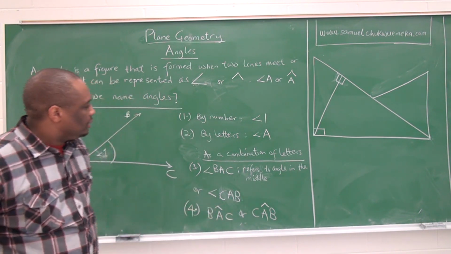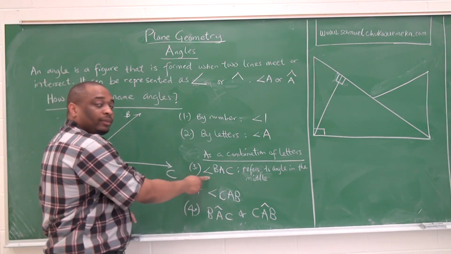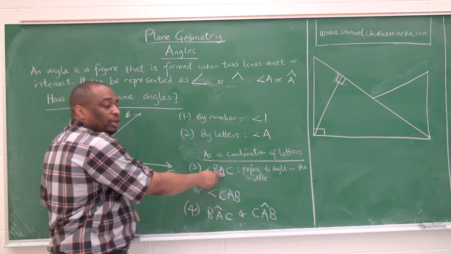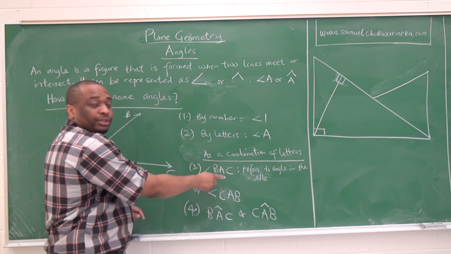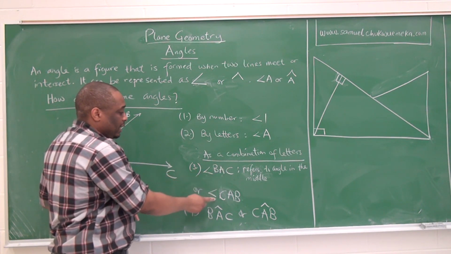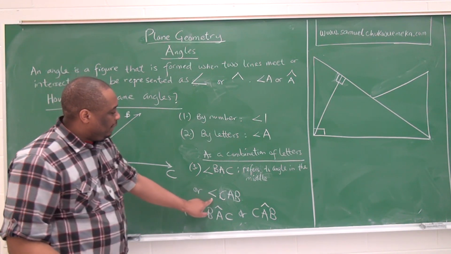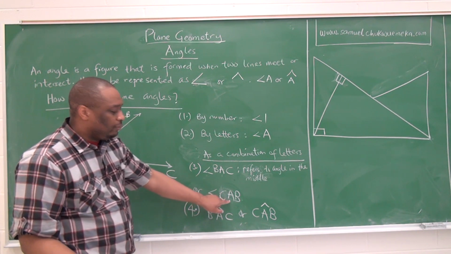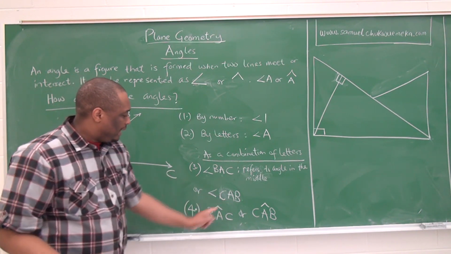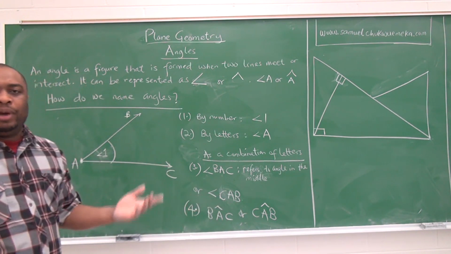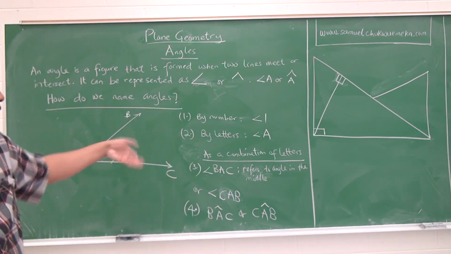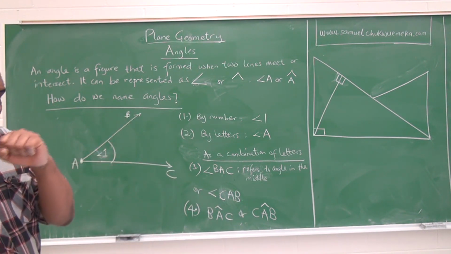So if you're using this as first, you must put A in the middle, because you're referring to angle A or angle 1. If you're using this as second, you must put A in the middle, or you can write it this way. So these 4 ways you can write angles. You can name angles any of these 4 ways.